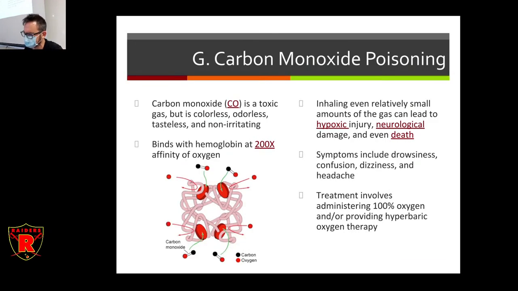Skip. Ooh, carbon monoxide poisoning. I should put this on the respiratory system. This is kind of respiratory related as well. Carbon monoxide, CO, is very similar chemically to carbon dioxide.